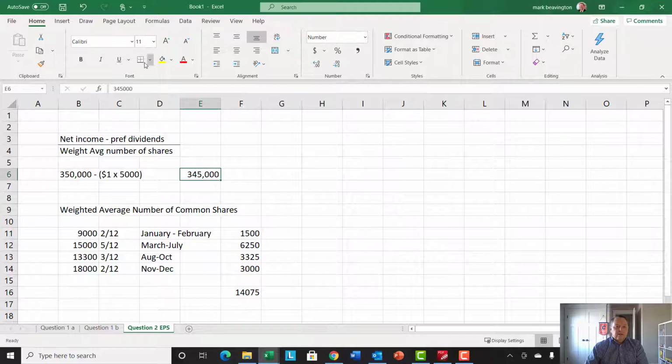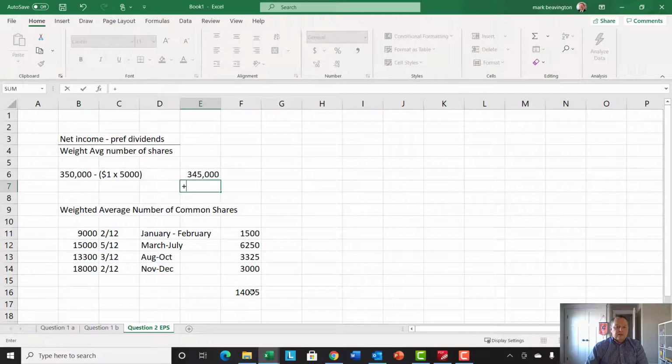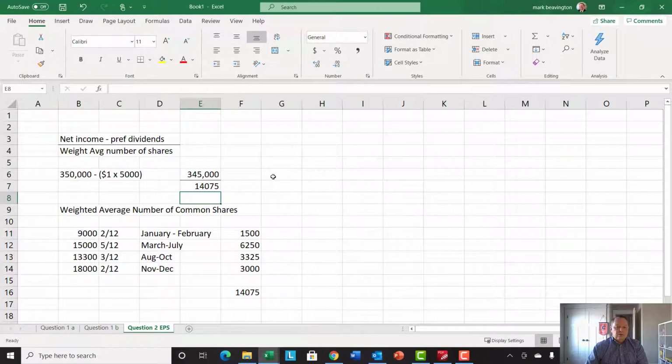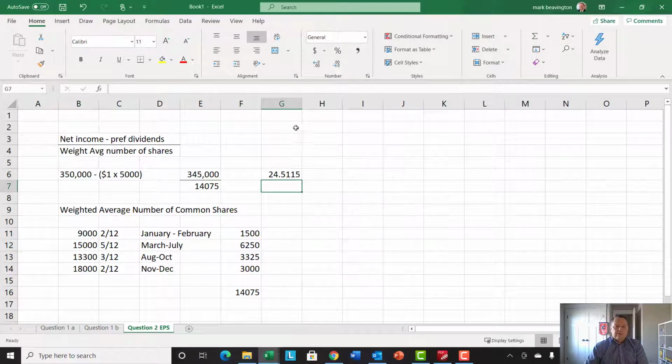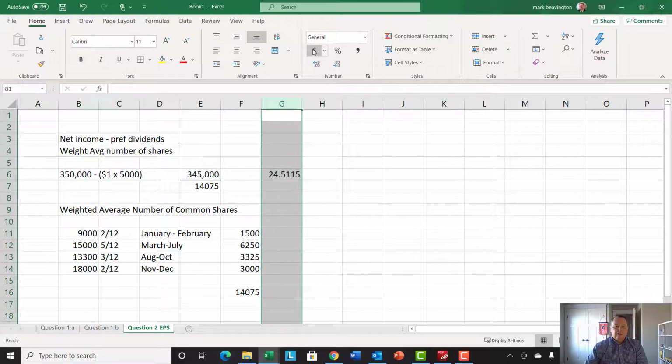And if I look at the rest of the calculation here, then that 14,075 can go there. Do the math, so you'd have 345,000 divided by 14,075, which is $24.51. And you should have said that there was a dollar sign in there. That's the earnings per share.